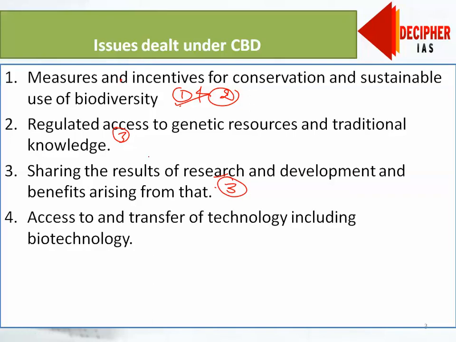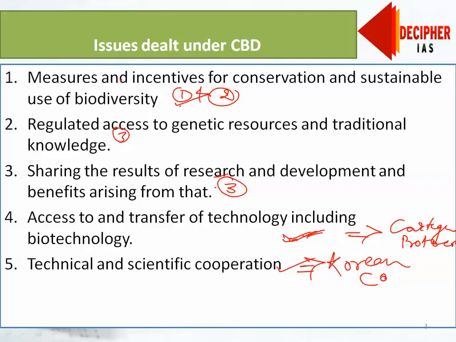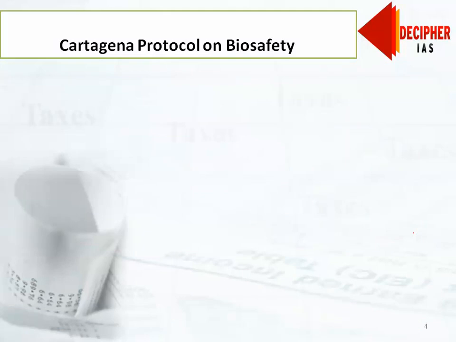Then access to and transfer of technology including biotechnology. And the next one is technical and scientific cooperation. These four and five points are recent ones. I will be dealing with it recently. Here this comes under Cartagena Protocol of biosafety, and this comes under Korean COP. We will deal with it. Now coming to the Cartagena Protocol on biosafety.